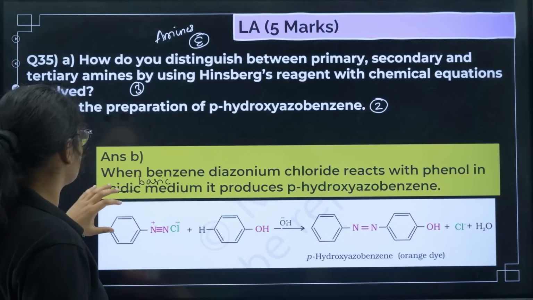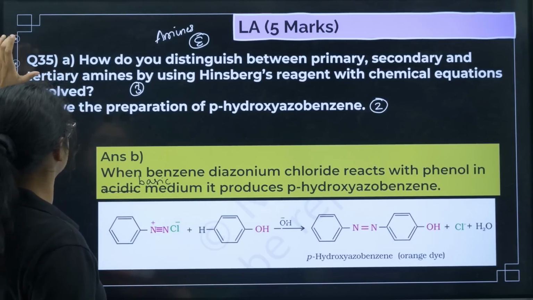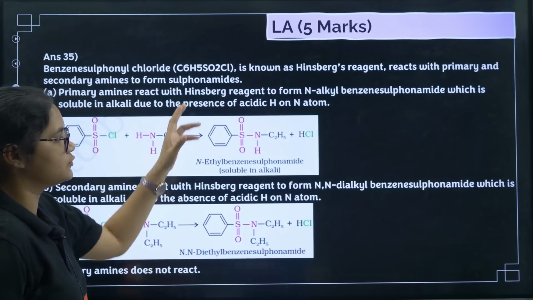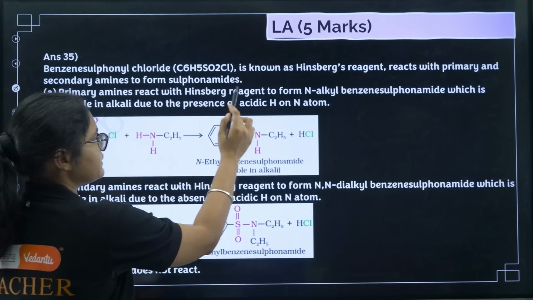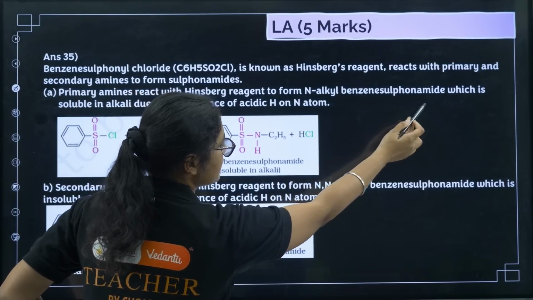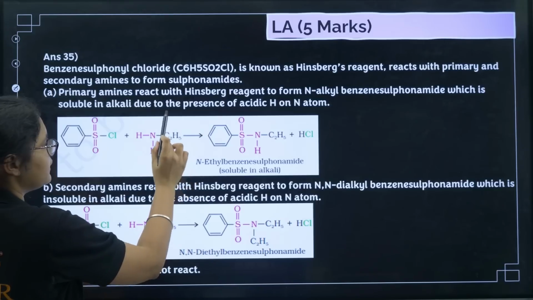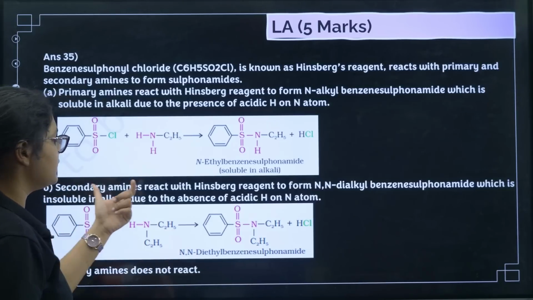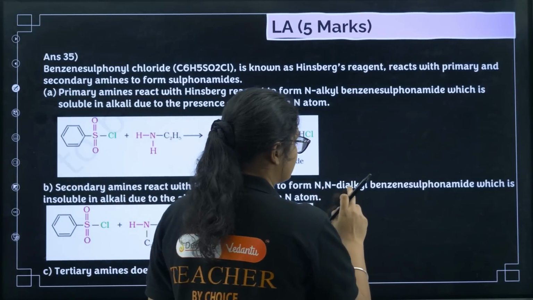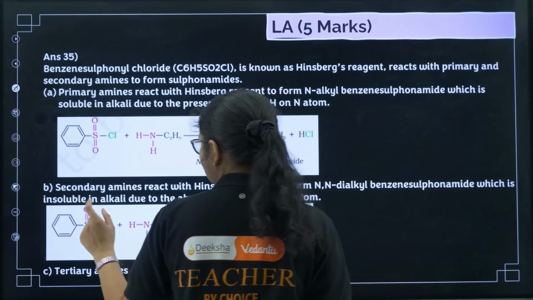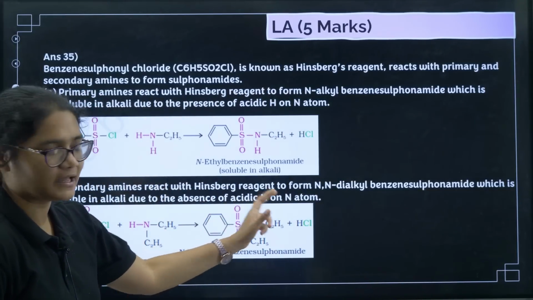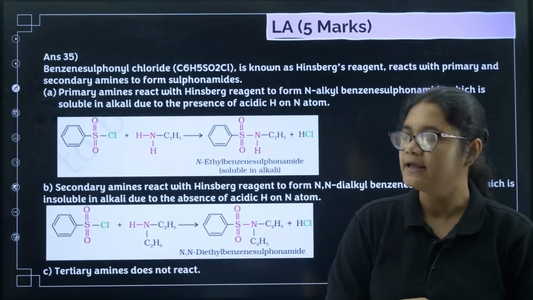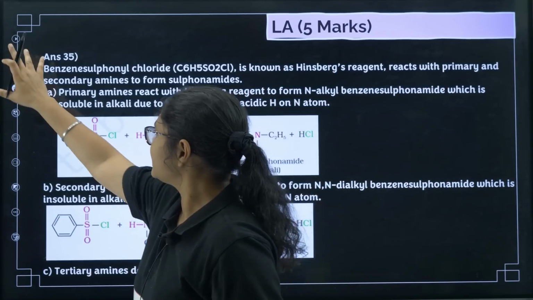Okay, so now coming to the first part, how will you distinguish between primary, secondary and tertiary amines? We use the reagent benzene sulfonyl chloride, also known as Hinsberg reagent. Primary amines will react to form N-alkyl benzene sulfonamide, which is soluble in alkali due to the presence of acidic hydrogen. So you have to write that this is soluble in alkali. Next, secondary amines react with Hinsberg reagent to form N,N-dialkyl benzene sulfonamide, which is insoluble in alkali due to the absence of acidic hydrogen on nitrogen. And tertiary amines will not react at all. Okay, so this was a lengthy question, but yes, very easy question.